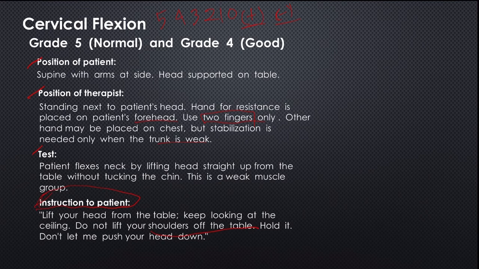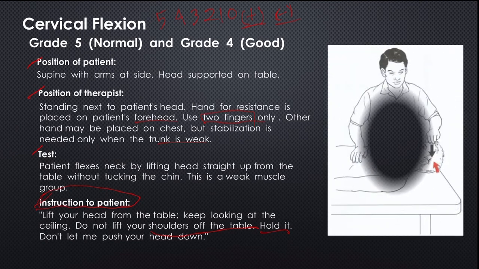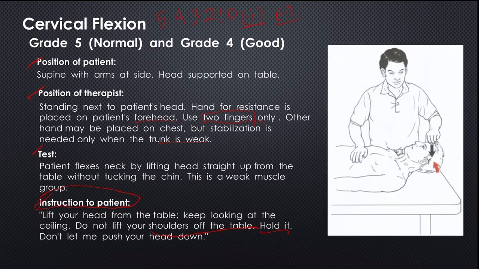So when you let them hold it, that's the time you give the resistance and tell them not to let me, or the therapist, push the head down. This is an illustration of it. Two fingers are providing the resistance, the black arrow here, and the red arrow is the direction of motion from head flat on the bed going forward. This is flexion without tucking the chin.